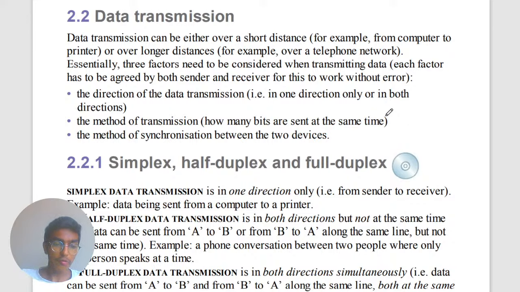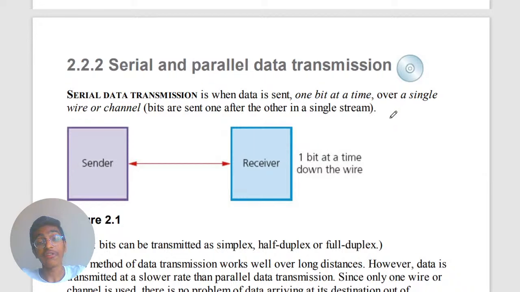Then we move on and have a look at the different data transmission. That's quite simple. We had a look at direction, now let's have a look at distance. When having a look at the distance of data transmission, we have two types. We have serial data transmission and we have parallel data transmission. The first one, serial data transmission, is simply when data is sent one bit at a time over a single wire.